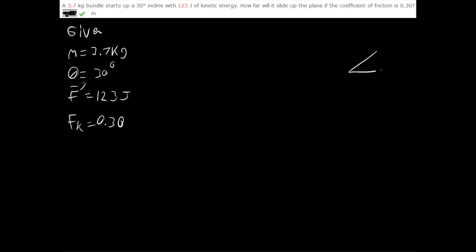Okay, so it's going to look a little bit like this. You've got this block, theta, and of course you're going to have mg cosine, mg sine. You're going to have Fn. You're going to have Fa, and of course you're also going to have Fk in the opposite direction.